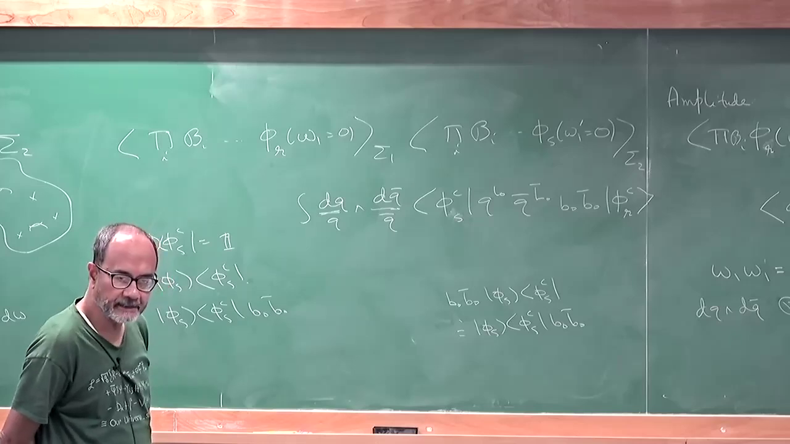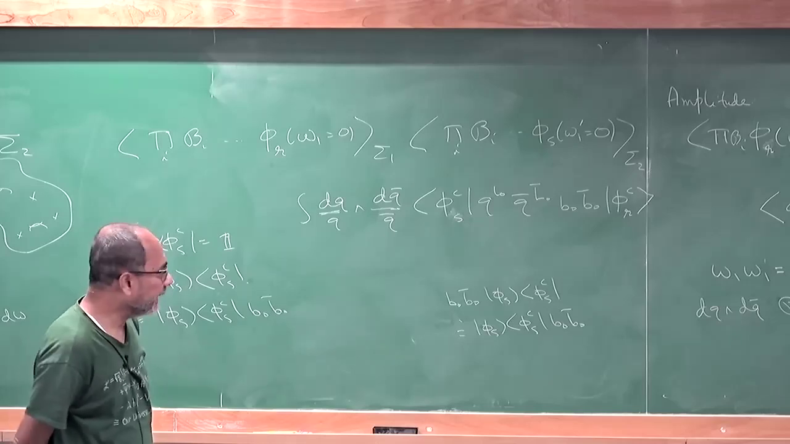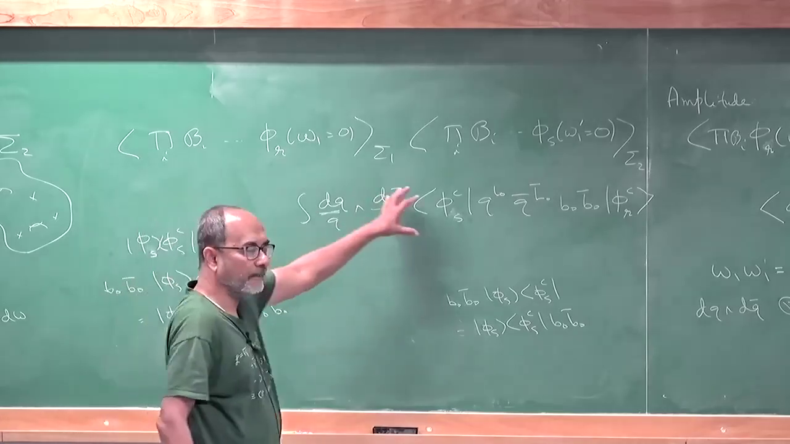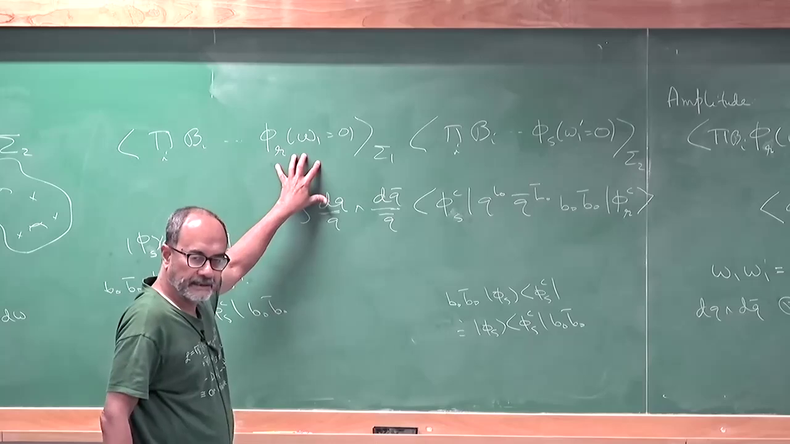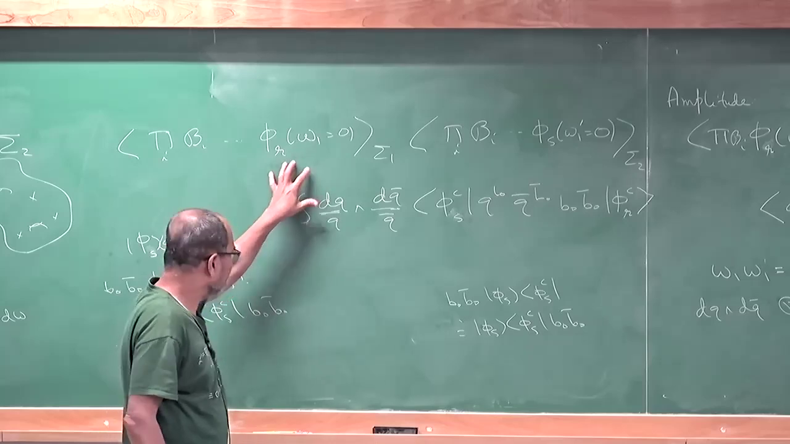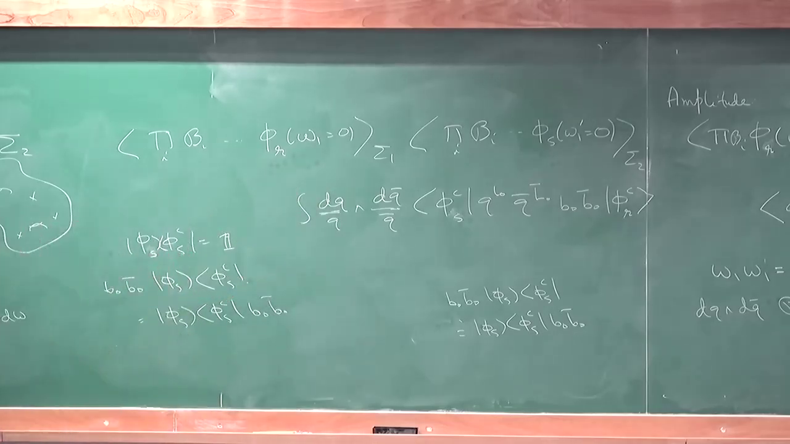Is this clear? And now you see that it does look like a Feynman diagram. Right? But what is this object? This object is telling us a correlation function on sigma 1. This is some amplitude on sigma 1, right? After you have done the modular integrals on sigma 1. This is some amplitude computed on sigma 1.